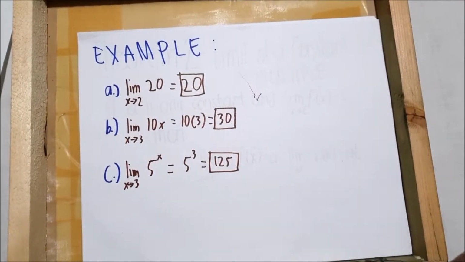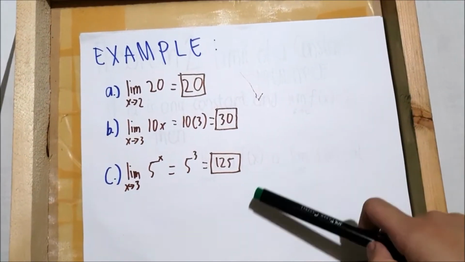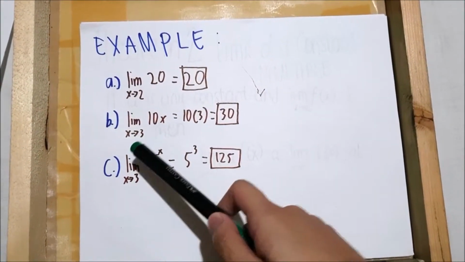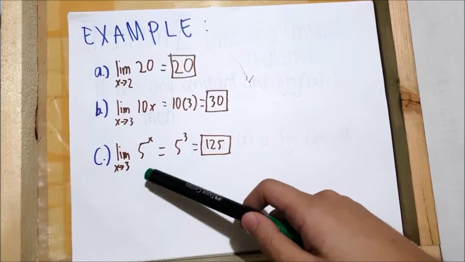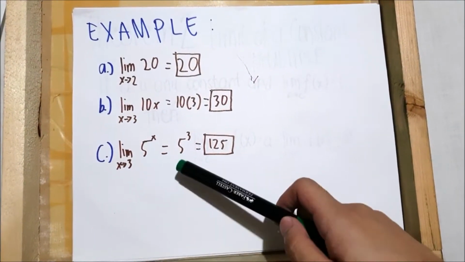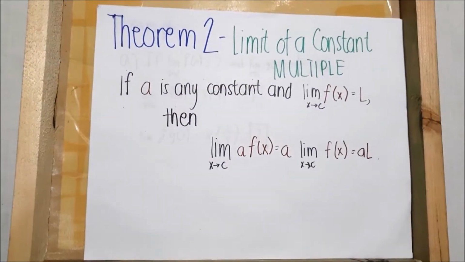Example. The limit of 20 as x approaches 2 is equal to 20. The limit of 10x as x approaches 3 is equal to 10 times 3, which is equal to 30. The limit of 5 raised to x as x approaches 3 is equal to 5 raised to 3, which is equal to 125.